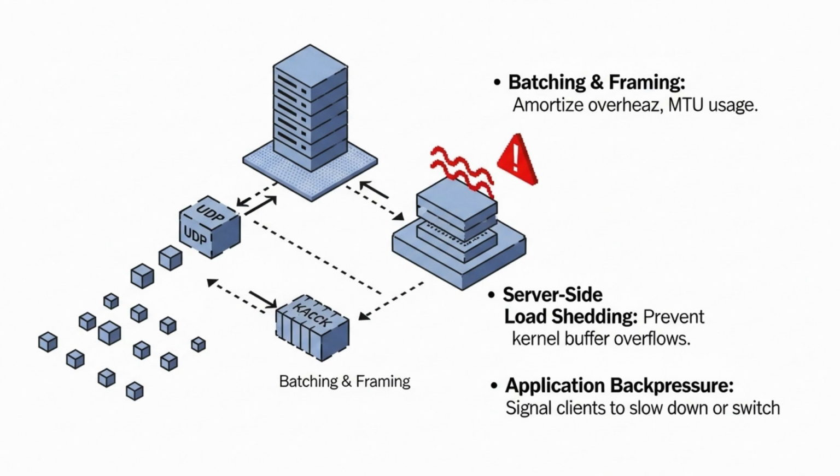Beyond kernel tuning, implement application-level load shedding. Track your processing queue depth, and if it exceeds a threshold, send a negative acknowledgement, or NACK, back to the client, signaling them to slow down or switch protocols. This is how major cloud providers handle massive ingestion spikes without over-provisioning.